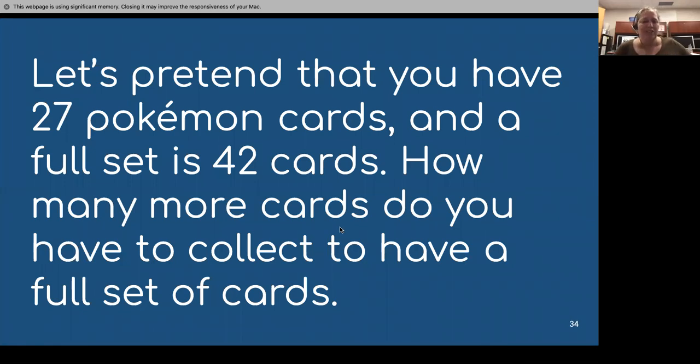Okay, we're going to take a look at this second problem that I showed you a little bit earlier. This is the other problem type that I introduced, or maybe this is something you've been playing around with already. So this one is, let's pretend that you have 27 Pokemon cards and a full set is 42 cards. How many more cards do you have to collect to have a full set? And so you guys have some solutions to this one also.